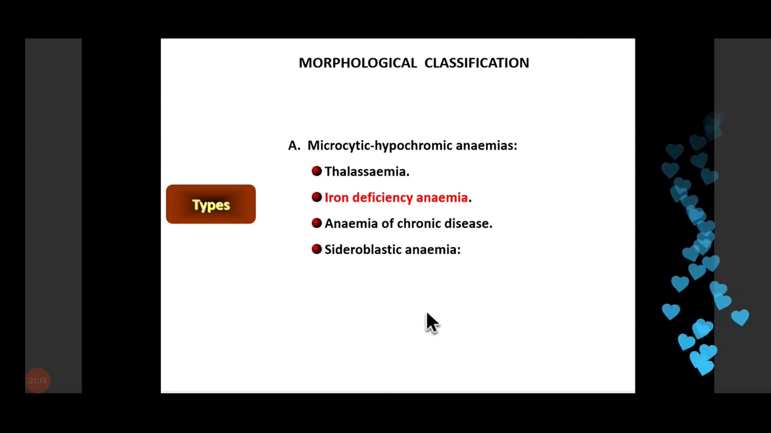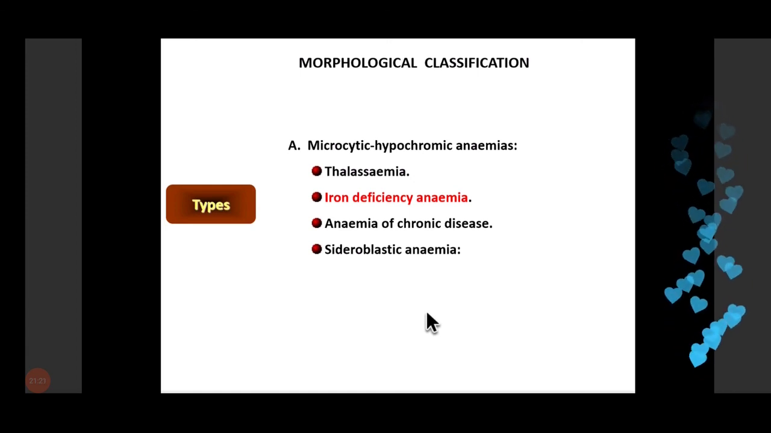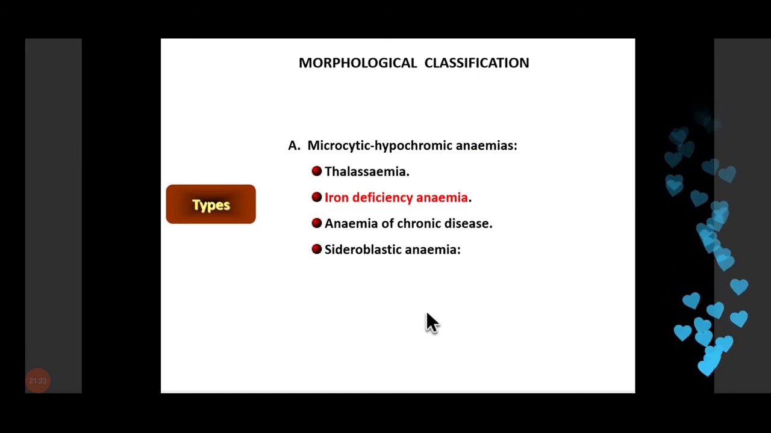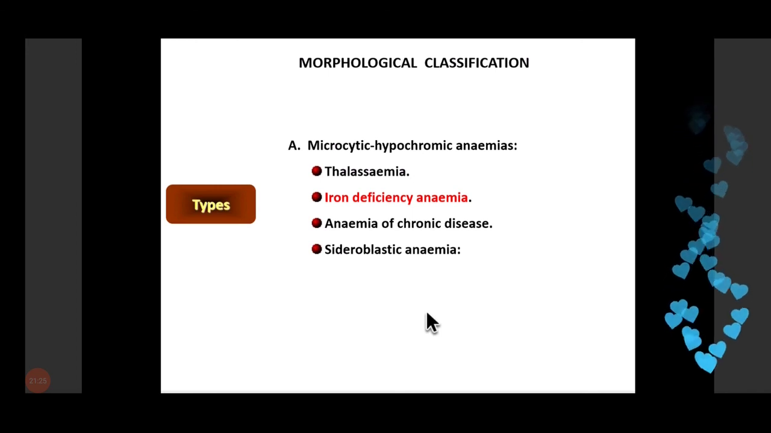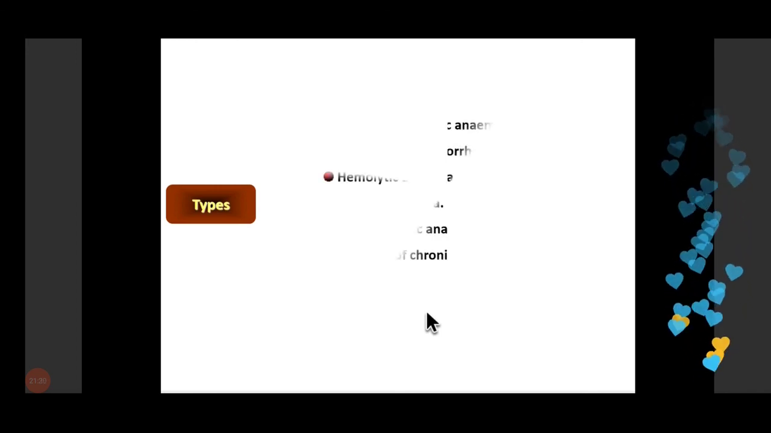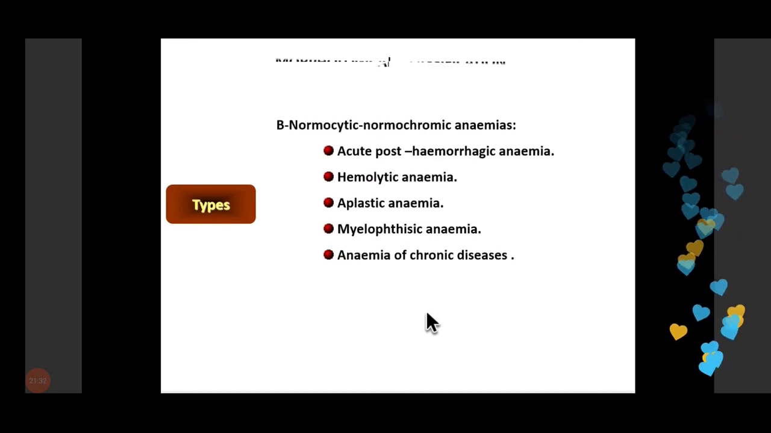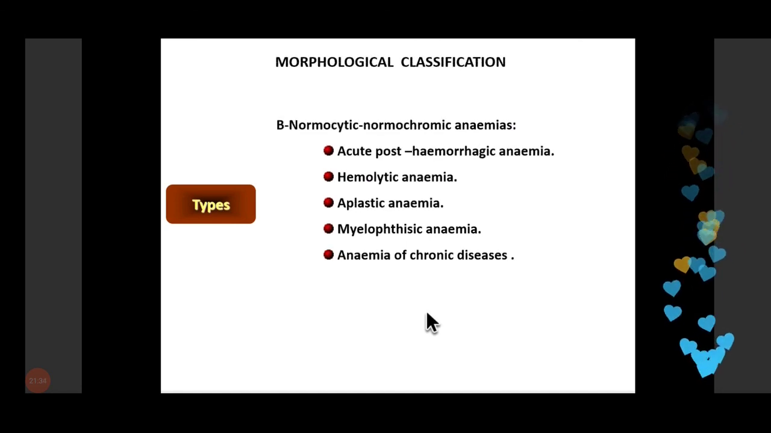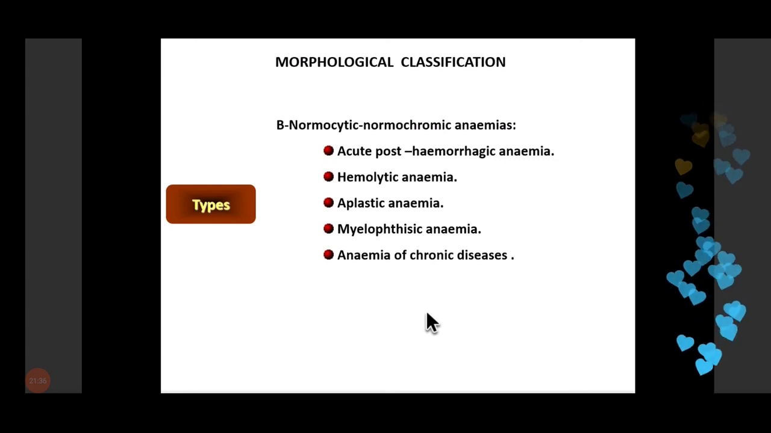Mainly three. Thalassemia will be covered later when you do your hemolytic anemias. So that is one morphological classification. I'm going to revise a question, microcytic hypochromic anemia. Coming to the other spectrum is your normocytic normochromic anemia. That is the red cells.